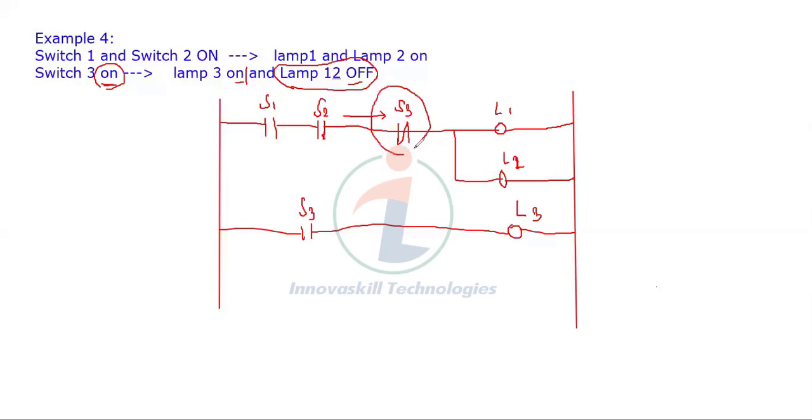So this is how we have to use the input by repeating the same input as NC for turning it off. This is called interlocking, input interlocking. So this is how we have to repeat the input and deactivate the output.